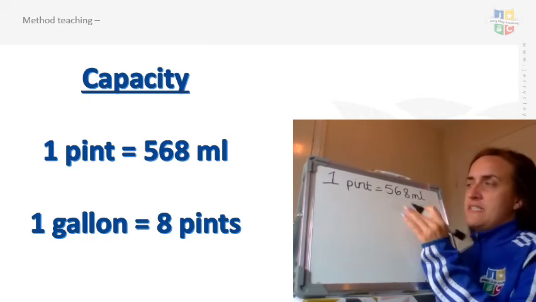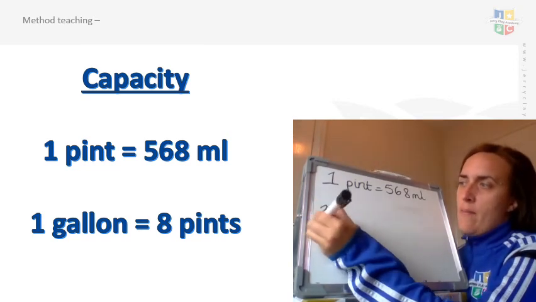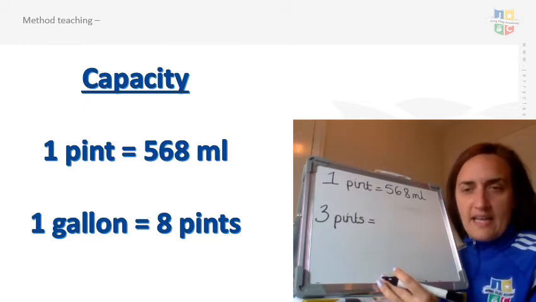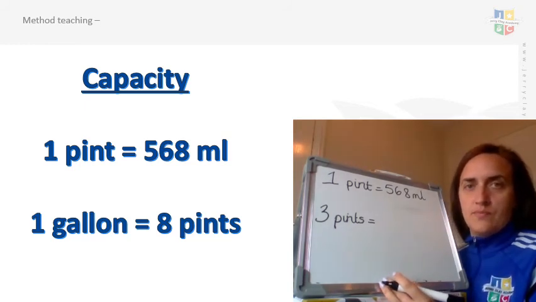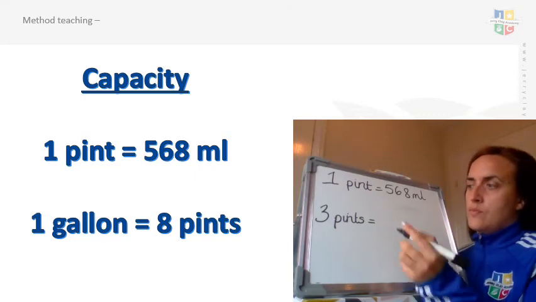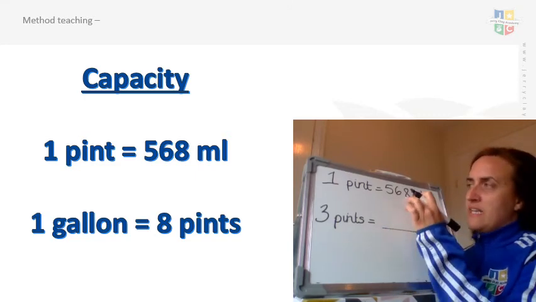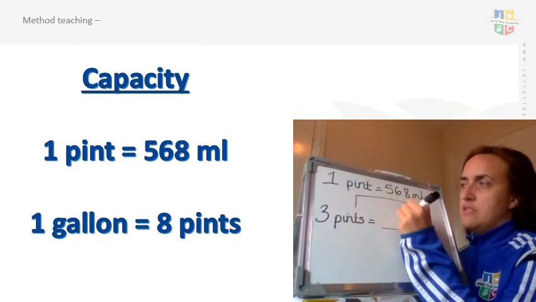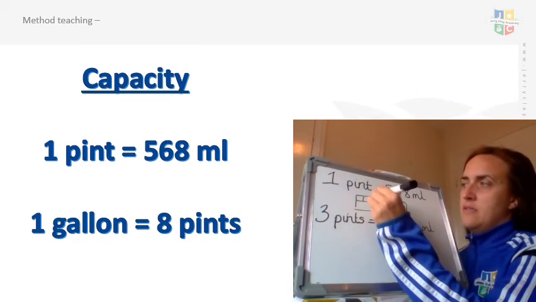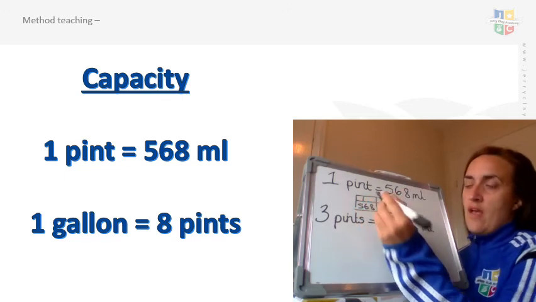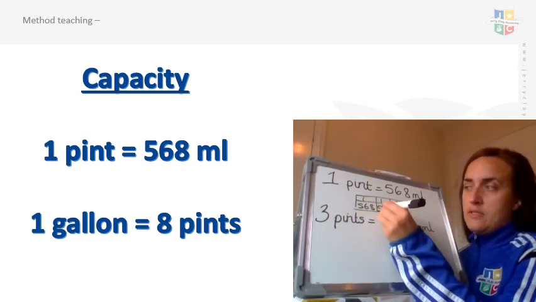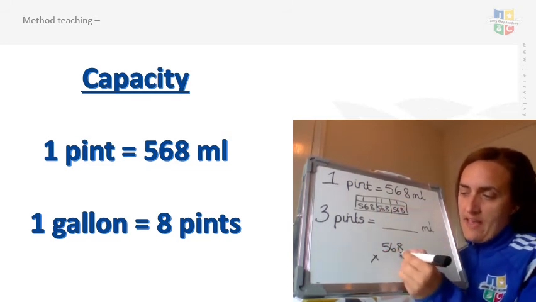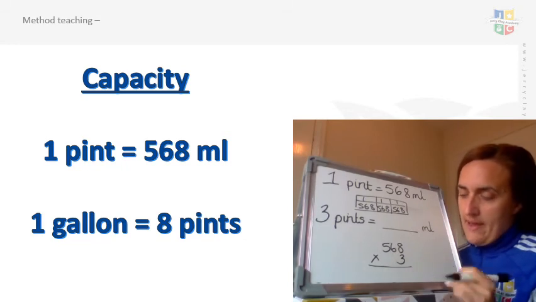But we're going to be really specific. So how many millilitres would 3 pints be? How would I calculate that? We would be expecting you to be thinking, well, 1 pint is 568 millilitres. So 3 pints must be 3 lots of that. So here we'd need to use our written method again. So 568 multiplied by 3.